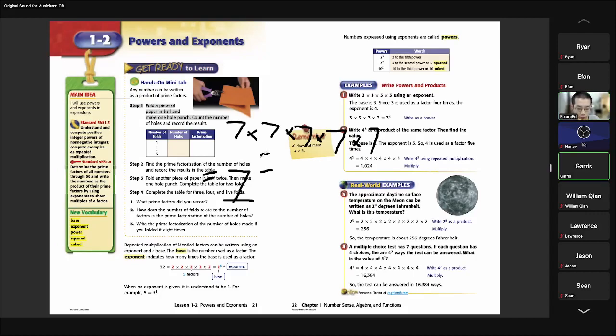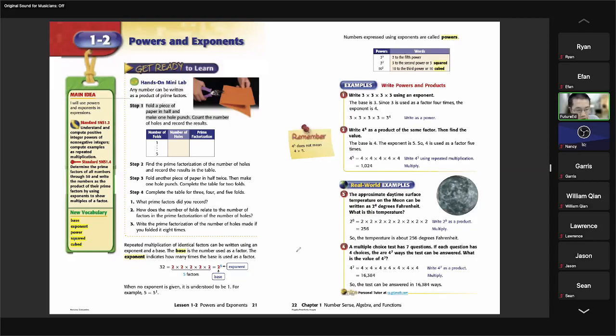Okay, so why is it a 5? Why don't I put any other number? Can you tell me why it's a 5? Because it's like 5 sevens. Right, it's 7 multiplied by itself 5 times, 7 times 7 times 7 times 7, repeated. Exactly. I think you're getting it.